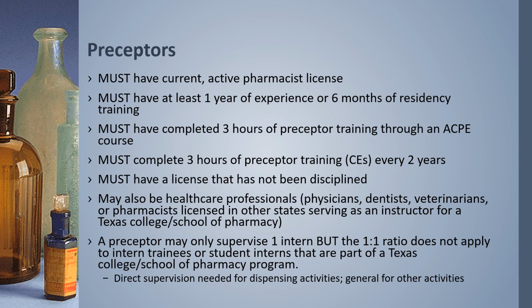To become a preceptor, you must have a current active pharmacist license. You must have at least 1 year of experience or 6 months of residency training. You must have completed 3 hours of preceptor training through an ACPE accredited course. And then when your renewal period comes up, and when you renew your preceptor license, it's done at the same time as your traditional pharmacist license. You must complete 3 hours of preceptor training every 2 years. So we talked about the 30 hours of continuing education that's needed to renew your license. Well, 3 of those hours have to be preceptor training, and that's done again every 2 years. Your license cannot have any disciplinary actions associated with it.